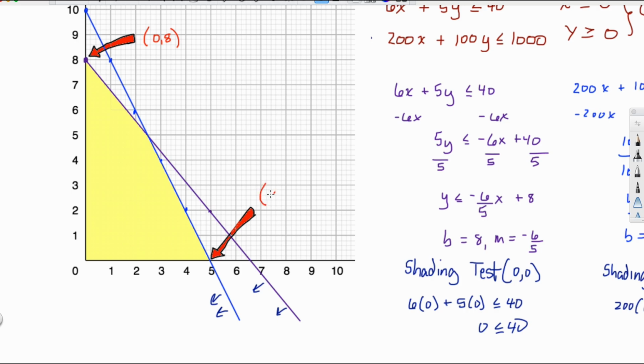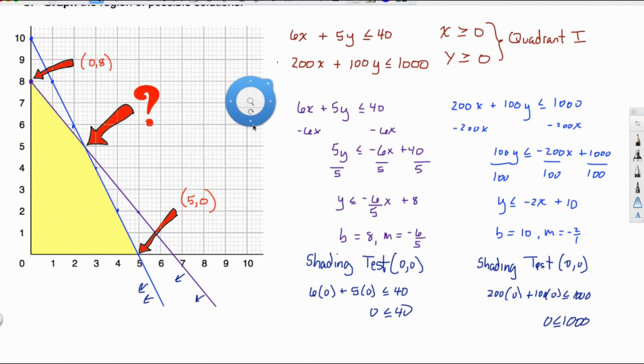So we've got (0, 8), we've got (5, 0). Clearly we can see those on the axis. And we have another point here that we could kind of guess at, but we're not definitively sure. So what could we do to actually find where the intersection of those two lines is? Those are two lines that we had identified before. One is the hours constraint, 6x plus 5y is less than or equal to 40. And the other one was our cost constraint, 200x plus 100y is less than or equal to 100.